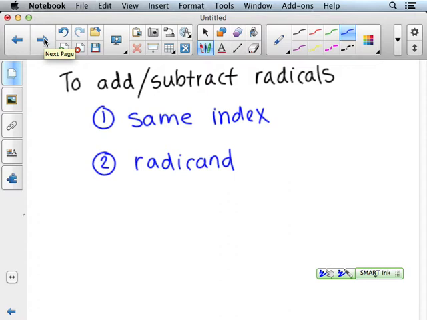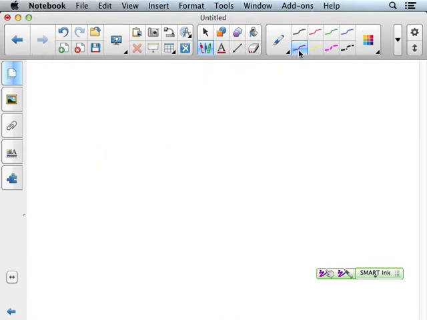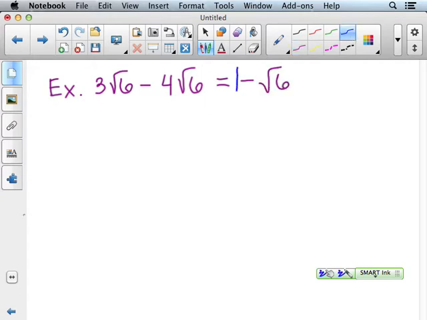So what we're going to do now is we're basically going to go through a bunch of examples. Some of them are kind of nasty, so here we go. First example is the one that we just did. 3 square root of 6 minus 4 square root of 6. This should be easy for you guys. Same radicand, same index. 3 minus 4 is negative 1, so negative square root of 6. Done.